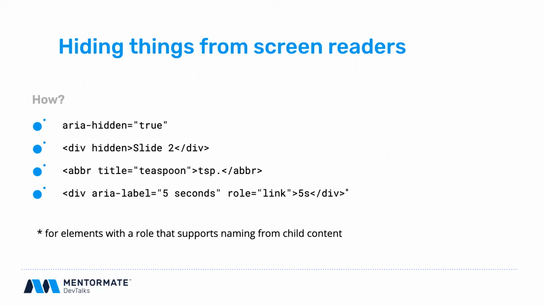For elements with a role that support naming from child content, you can overwrite with the ARIA label attribute. Otherwise, the ARIA label attribute content, in this case 5 seconds, would be read alongside 5s, which, fun fact, screen readers would announce as fives, as in 5 things. And not really useful for most of the things that you would use it for, but hey, that's the specification.